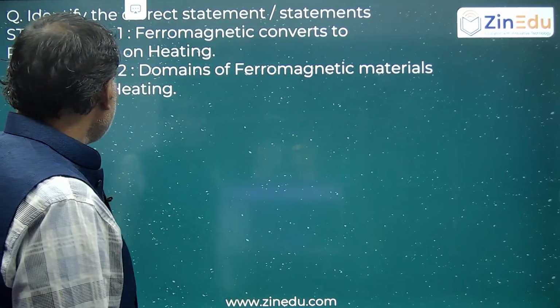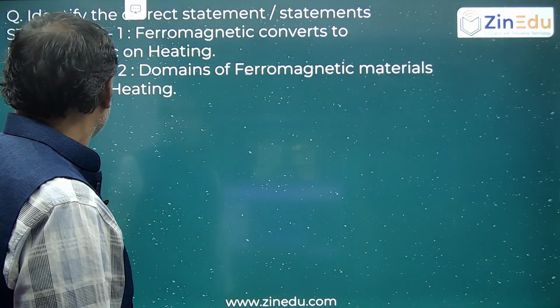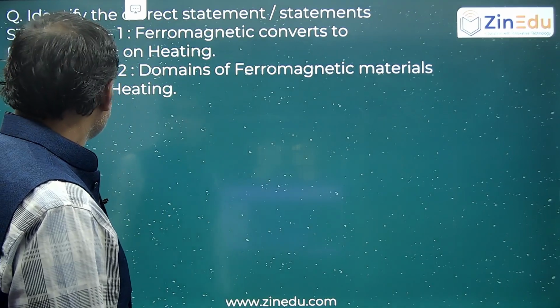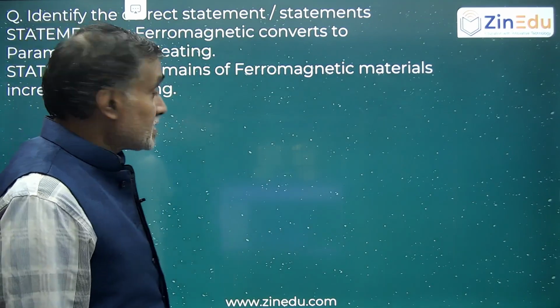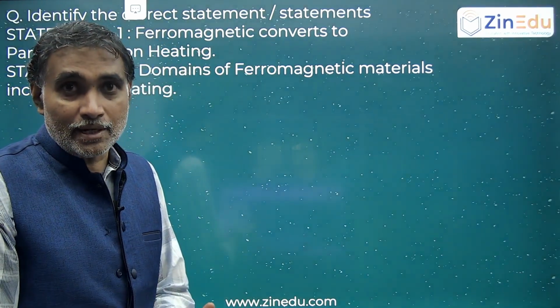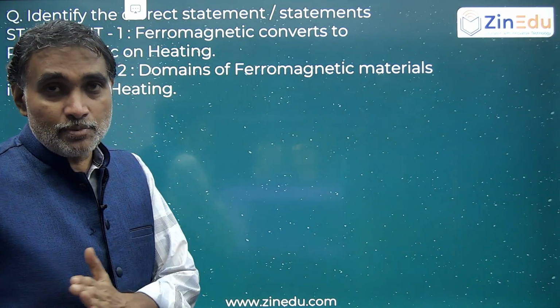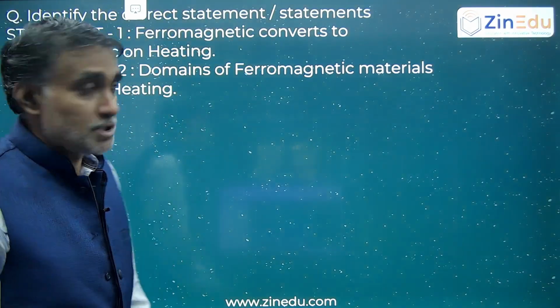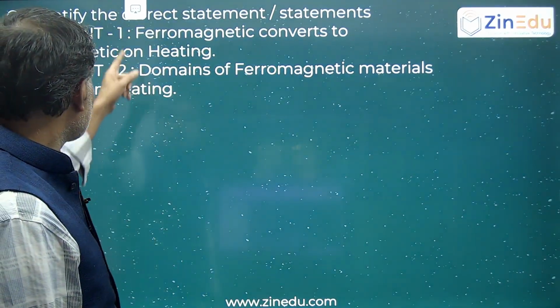Now, identify the correct statement. Ferromagnetic converts to paramagnetic on heating. That is correct. Once temperature increases, the ferromagnetic material becomes paramagnetic, and the temperature at which it becomes paramagnetic is called the Curie temperature. That is correct, statement 1.